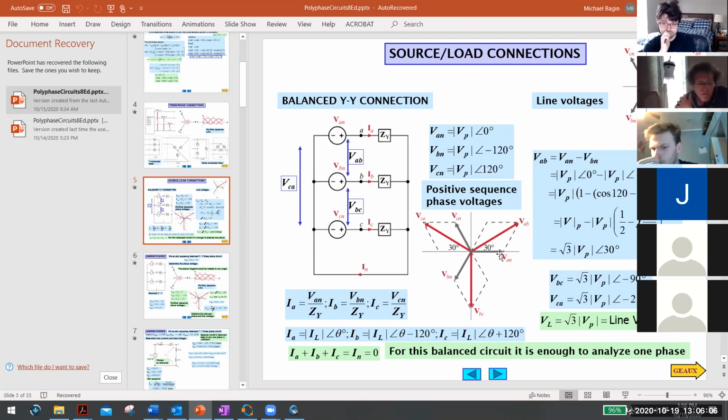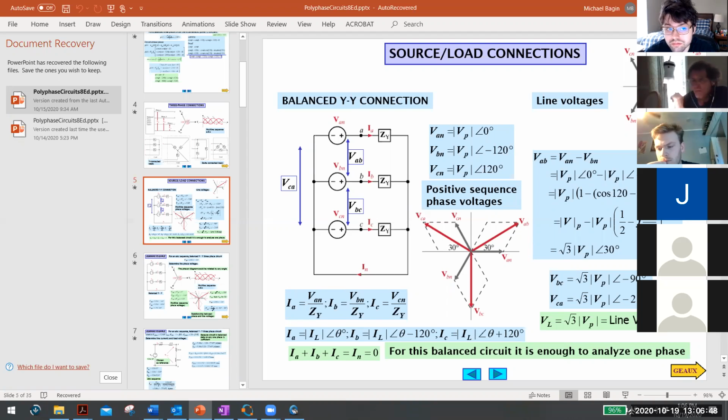Now, I'll say one other thing. VAB will always be 30 degrees ahead, with a magnitude of the square root of 3 times VAN. The real reason is, if you look at this geometrically, VAB is VAN minus VBN. Here's VAN shown clearly, and here's VBN. When you do a subtraction, you reverse the direction of the vector and add them together. Therefore, you would get that. Can you see that okay, John? Everybody see that? Any question about how I got the magnitude?